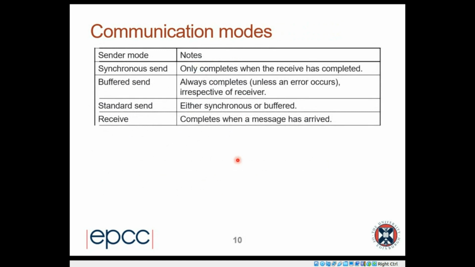So there are a number of communications modes. So the obvious ones are synchronous and buffered. In MPI, synchronous send is by definition synchronous. It only completes when the receiver has completed. It's like making a phone call. You could also do an asynchronous send, and MPI calls that a buffered send. That always completes unless an error occurs, irrespective of the receiver. In other words, it's like sending an email or posting a letter. You fire and forget.